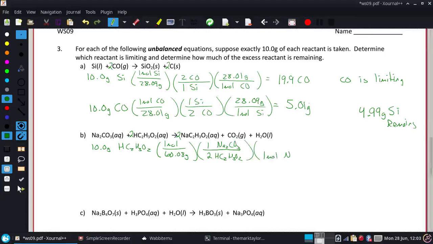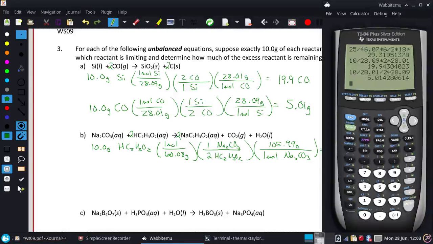And the molecular weight of sodium carbonate is 105.99. All right, so we did the same type of thing. We just chose the 10 grams of one of our two components and plugged it in. This is going to tell us which is the limiting reagent.